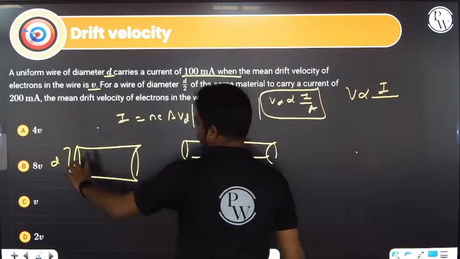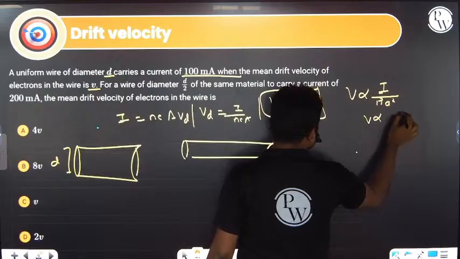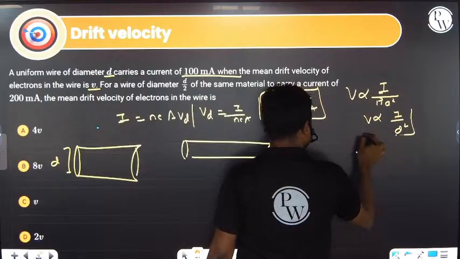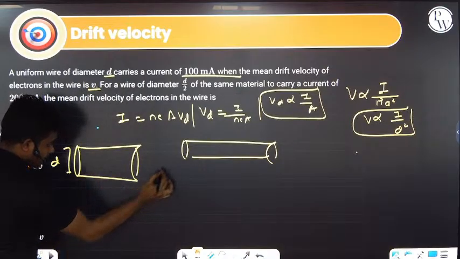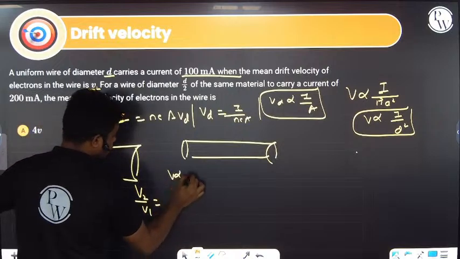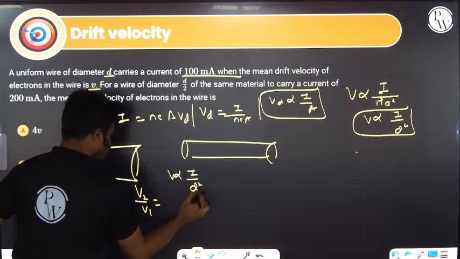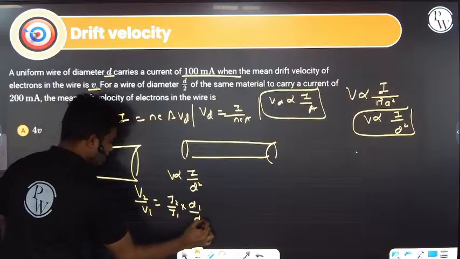What is the area of the cross section? Pi d square. So remember this: V is proportional to I by d square. Let's solve this particular question. I'll write this as case 1 and this as case 2. V2 by V1, as V is proportional to I divided by d square, will be I2 by I1 into (d1 by d2) whole square.